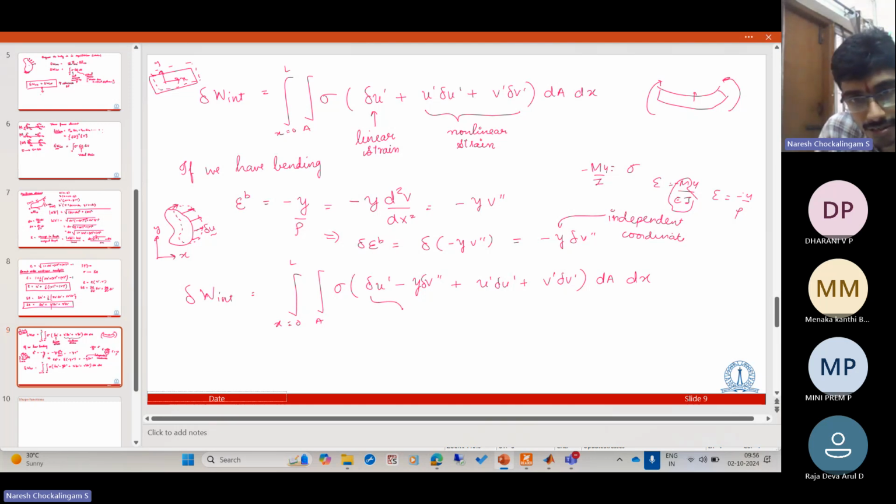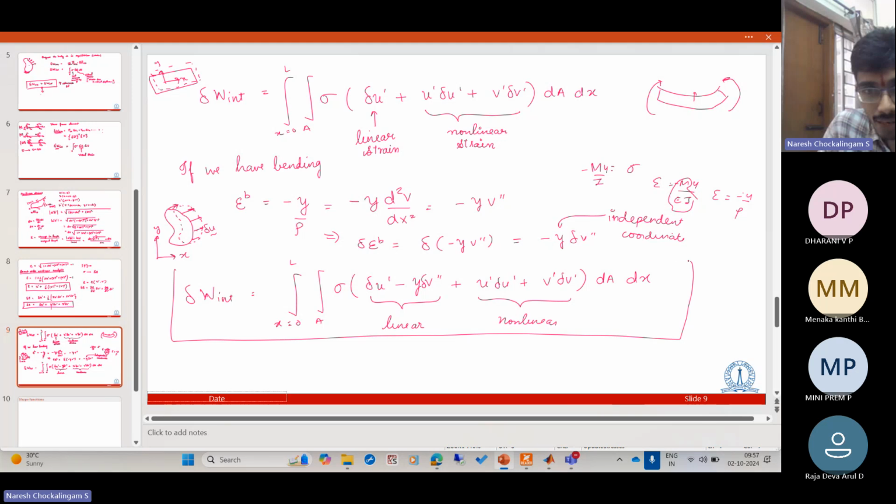Now look at these terms. The del operator is not multiplying any displacement field. So these are linear and these are non-linear. So they have a u prime del u prime, v prime del v prime. That's a product of the solution quantity. So this is non-linear, whereas this is linear. Okay. So this is what we'll be working with. Okay, so one more thing.